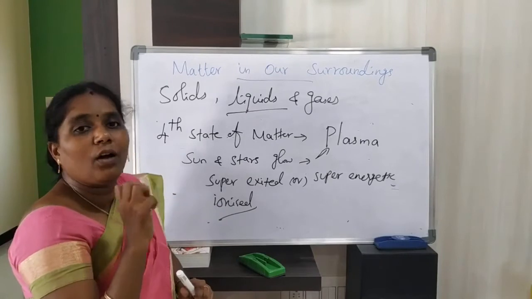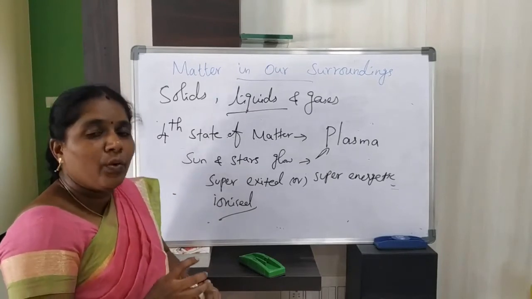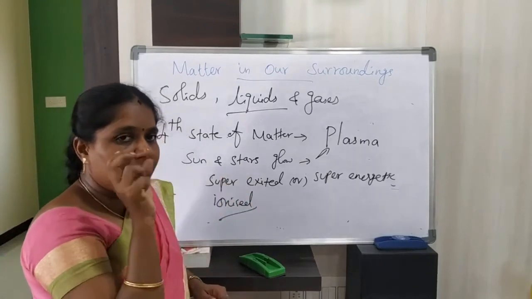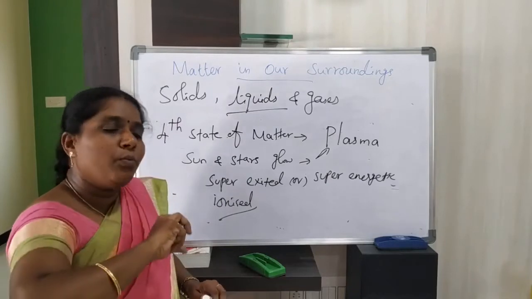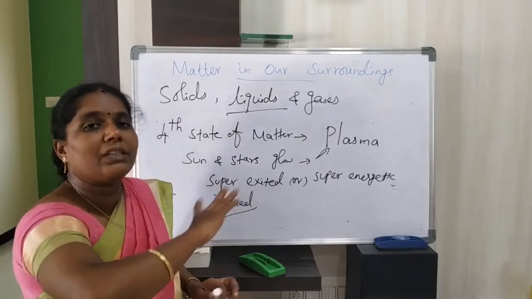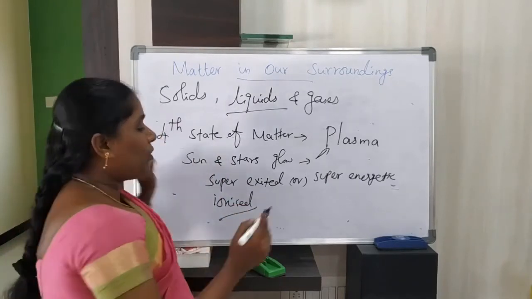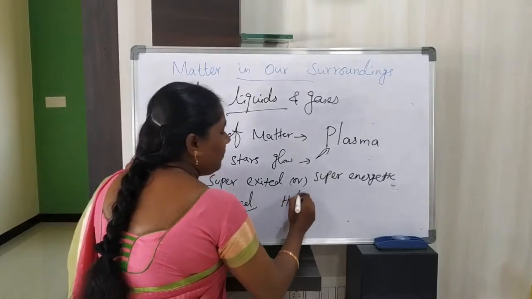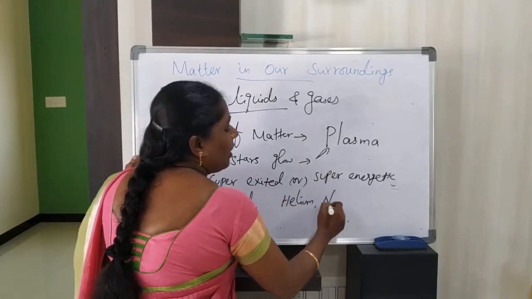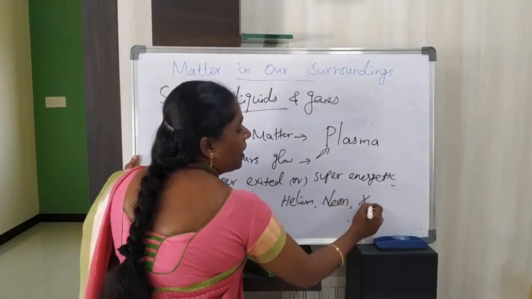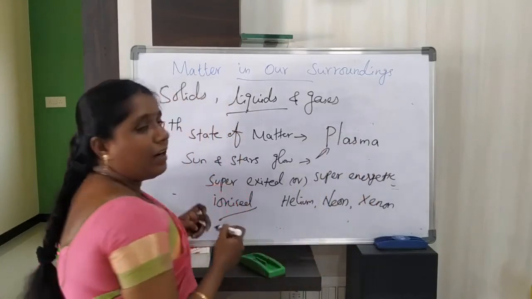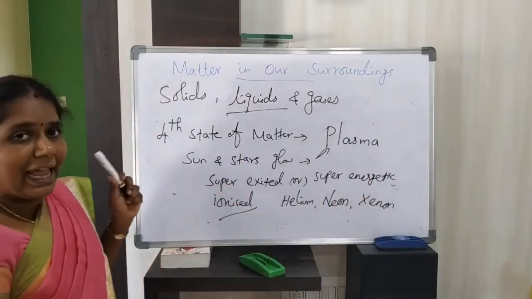What happens generally, you know the rare gases, that is inert gases, we call some gases rare or inert or noble gases. Why are we calling them inert? Because mostly these gases will not react with other substances easily. Like what? Helium, neon, argon, xenon, radon. Like this we have some rare gases.